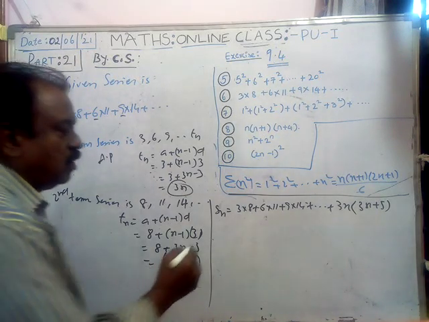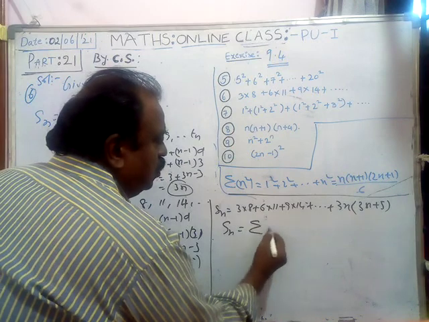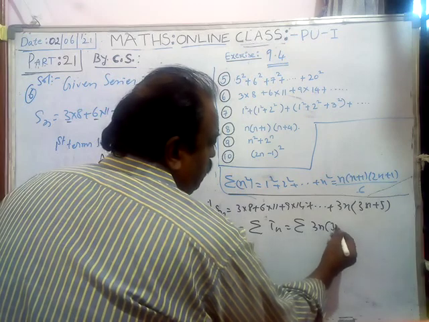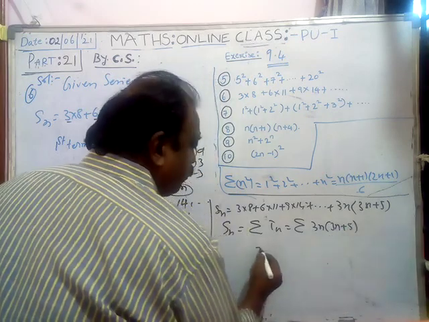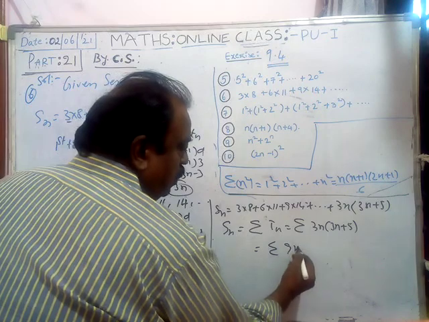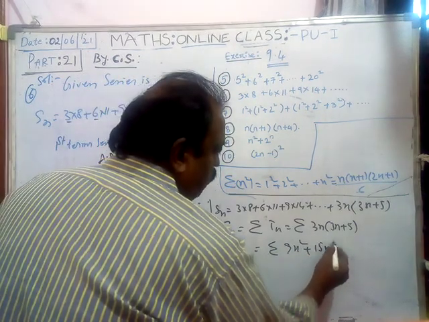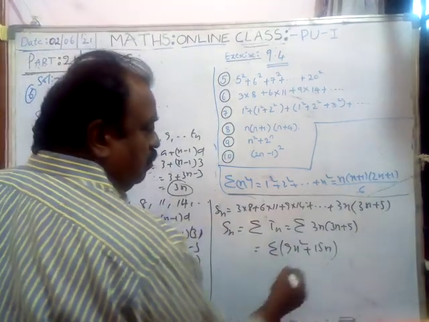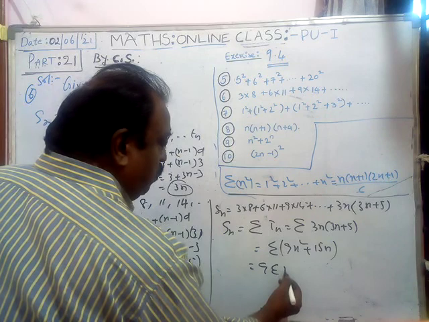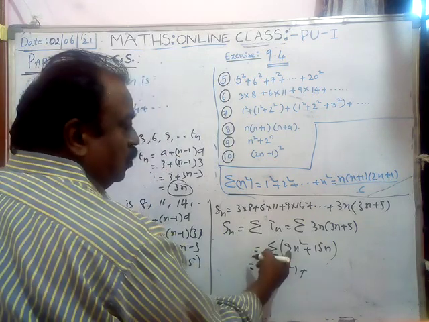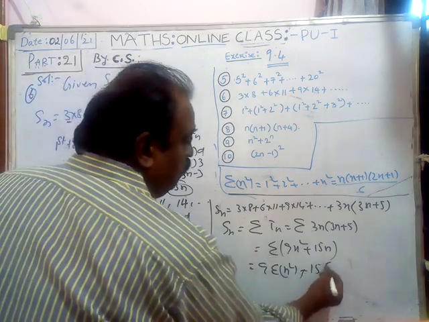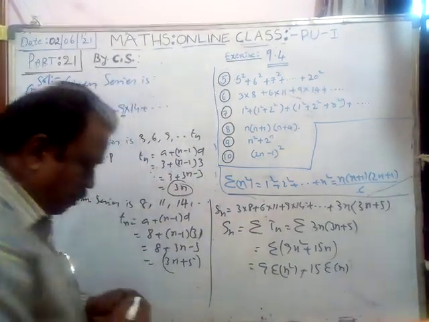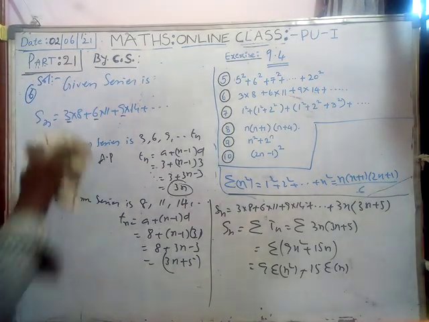So the nth term: Sn is equal to sigma Tn, that is equal to sigma 3n of 3n plus 5, that is equal to sigma 9n square plus 15n. 3n into 3n is 9n square, 3n into 5 is 15n. So 9 sigma n square plus 15 sigma n. Okay? I will write on the board.